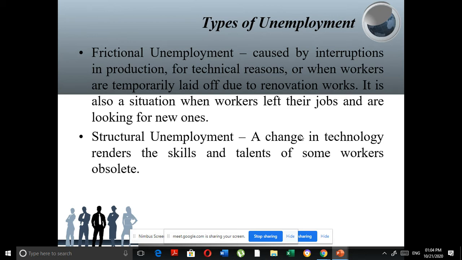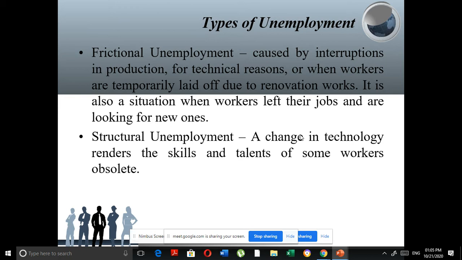Guys, did you study at school before? What does it mean, unemployment and types of unemployment? Yes, I think you studied it. So just a small revision about types of unemployment, before I show you how to calculate unemployment and the unemployment rate. Okay?